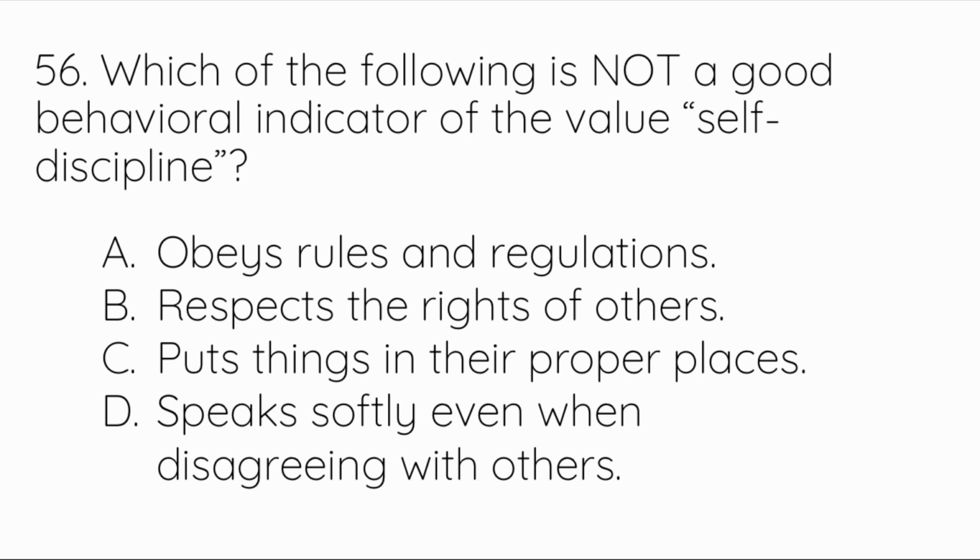And your answer to number 56 should be letter B, respects the rights of others. It's not a good behavioral indicator of the value self-discipline because respecting others' rights reflects values like fairness and empathy, but it does not directly measure self-discipline, which involves self-regulation and control like obeying rules, organizing belongings, etc. So yung A, C, and D, they all directly relate to managing personal behavior, which is a hallmark of self-discipline. So number 56 is letter B.